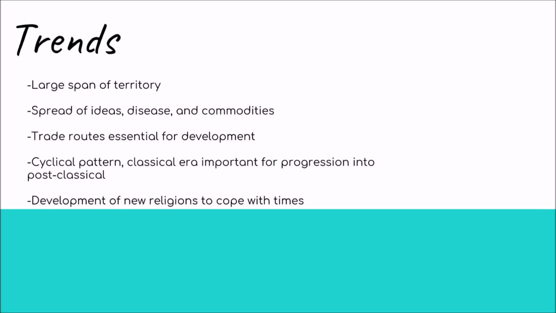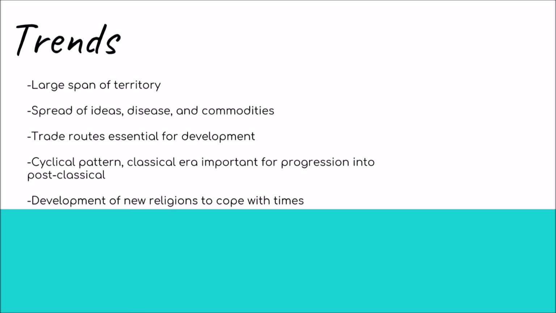In summation, during the classical period, we see certain trends. There are large amounts of empires with large spans of territory. In each, they have facilitated their spread of ideas, disease, and commodities through trade routes, such as the Silk Road. You can see a cyclical pattern, such as the classical era being important for progression into the post-classical era. Development of new religions to cope with the times are similar as well.